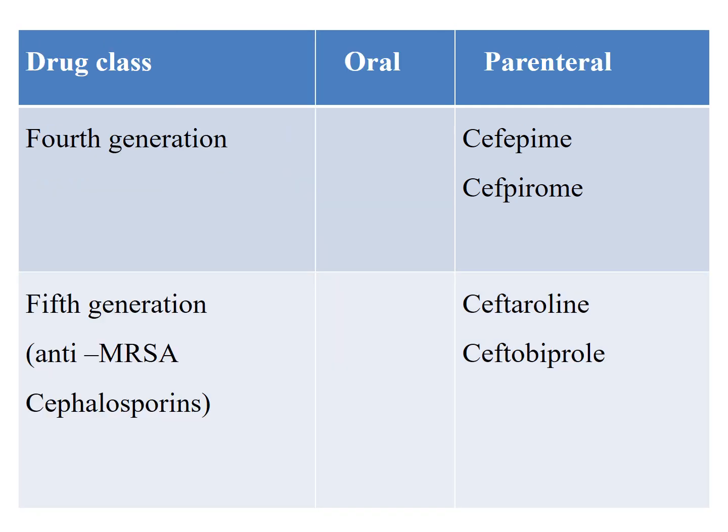In the fourth and fifth generation, we have only parenteral preparations. We do not have any oral preparations. So cefepime and cefpirome are fourth generation members, and ceftaroline and ceftobiprole are fifth generation members. So these fifth generation members are also active against MRSA, methicillin resistant Staphylococcus aureus.